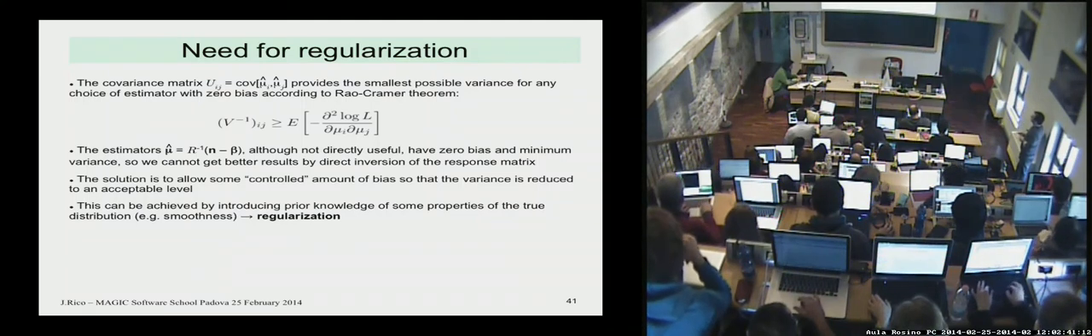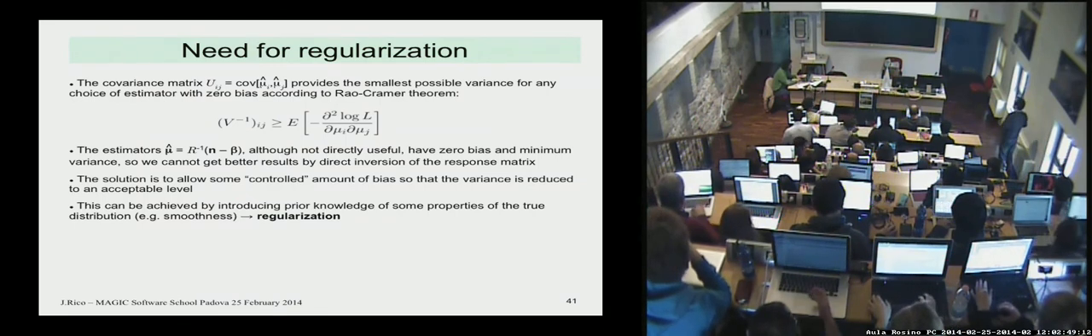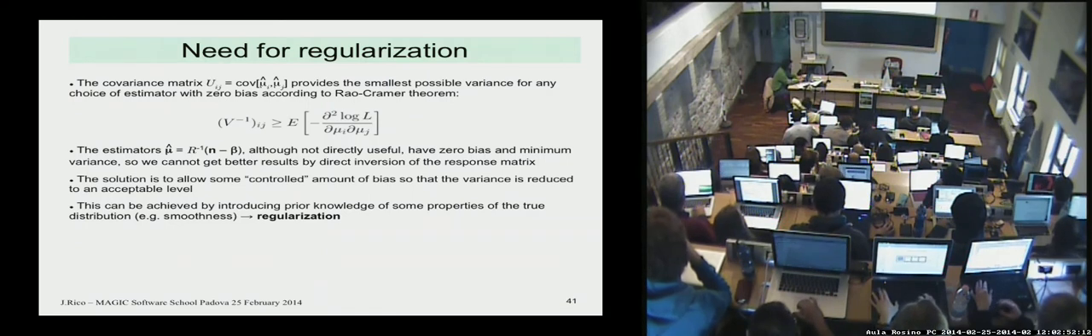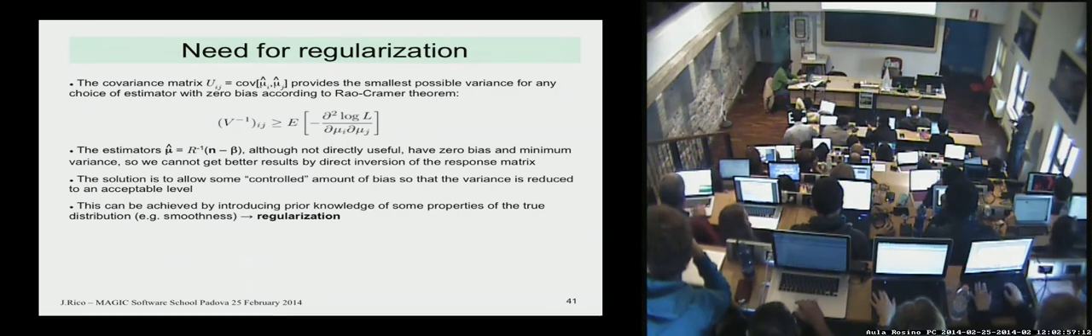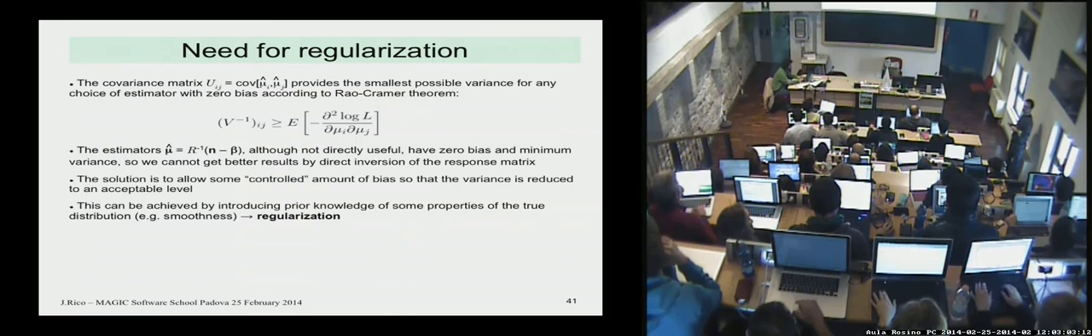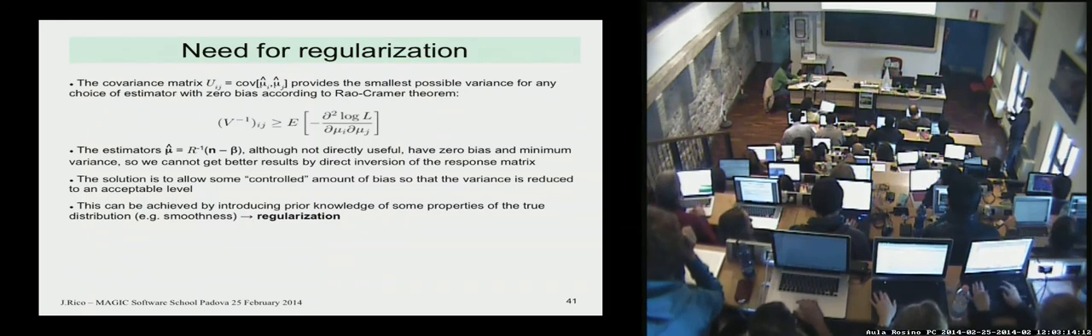So what is the solution? The solution for getting some practical result is to allow some controlled amount of bias so that the variance is reduced to an acceptable level. This is what we will try to do. And how do we do that? By introducing some prior knowledge of some property of the true distribution. And the most common one is smoothness. That means that the distribution cannot vary like crazy, but that the value of one bin is not very different from the previous bin and the next one.